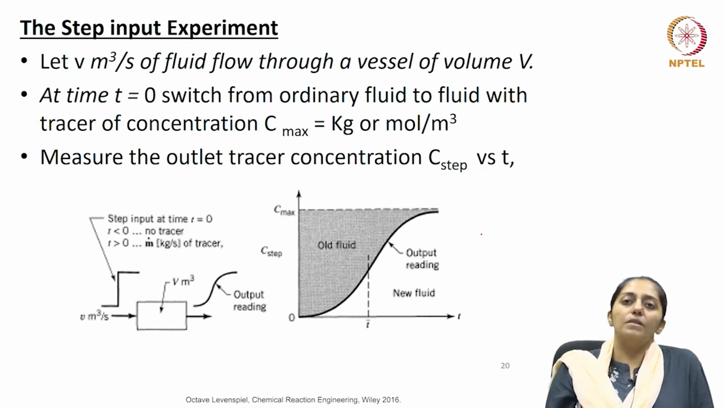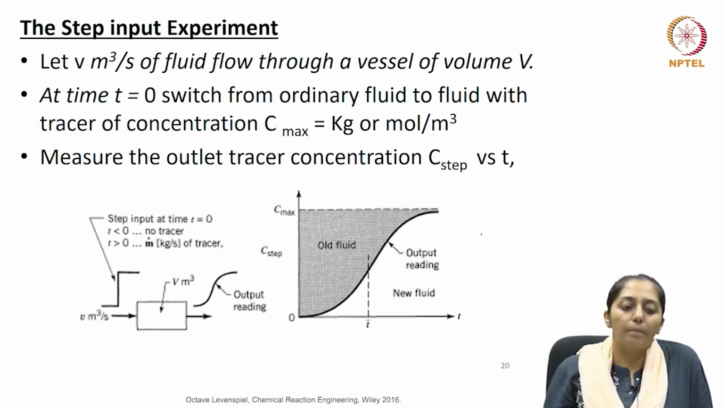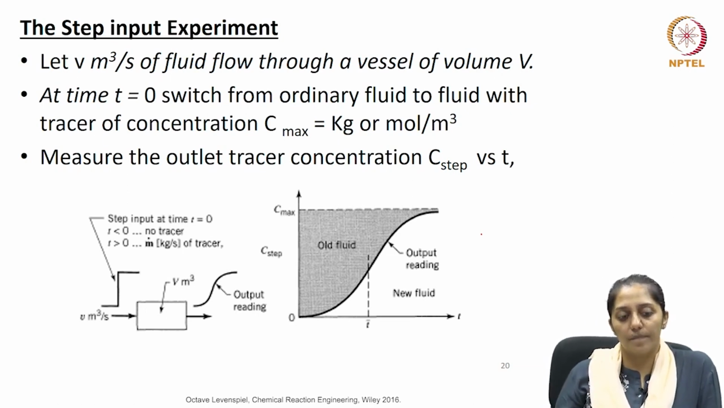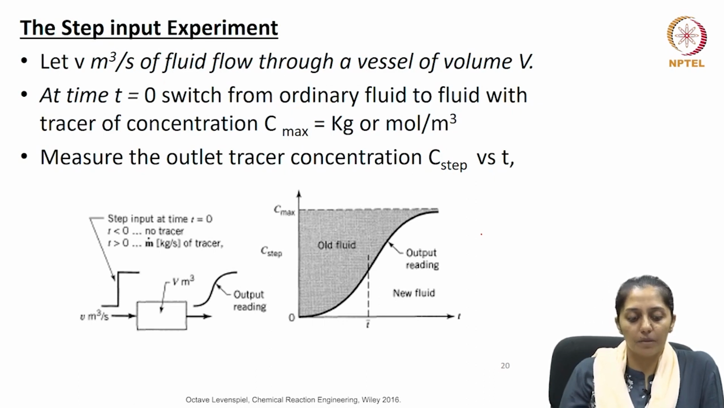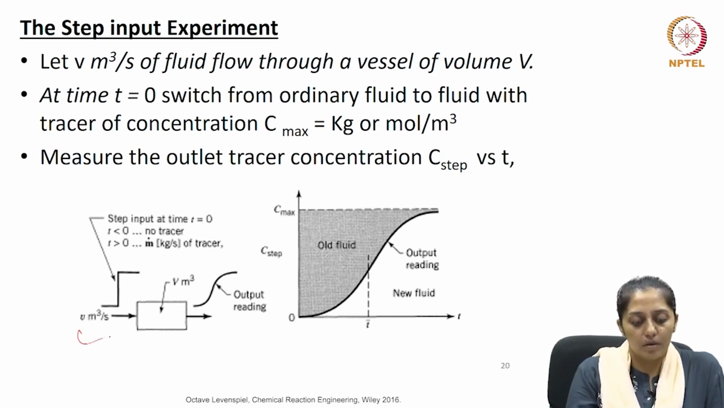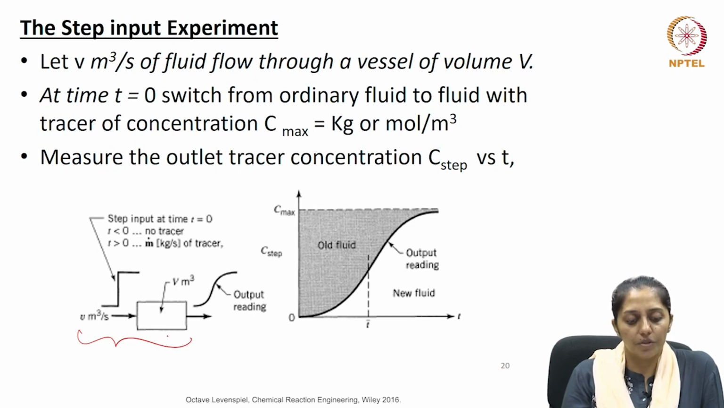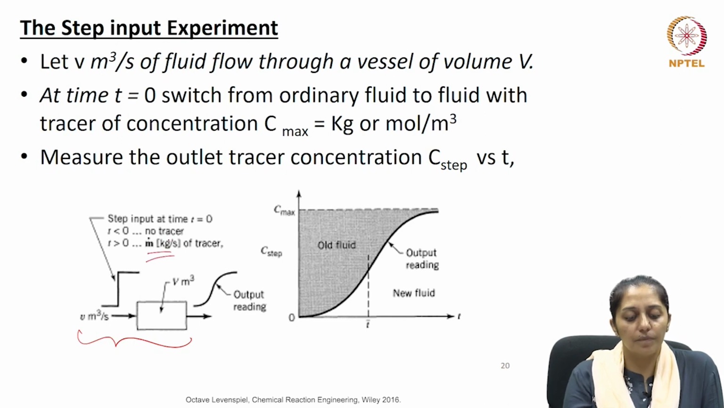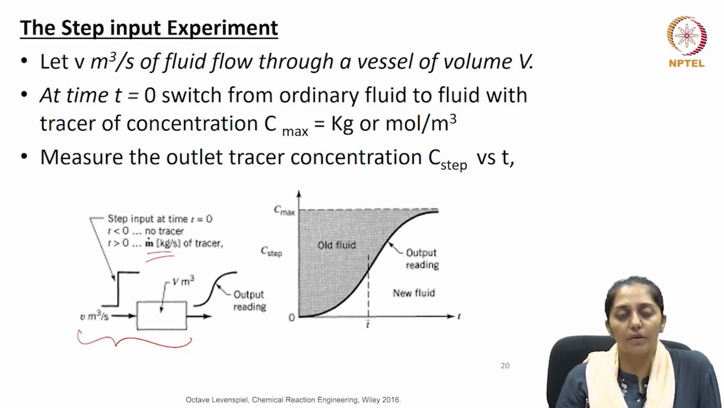Now, if we use a step input rather than a pulse input, how does it change? How do we determine the E curve? When we use a step input, this is how it can be demonstrated. At time t equal to 0 or less than 0, there is no tracer, and at time t greater than 0, let us assume the amount of tracer being dropped in is m dot, which is in kg per second.